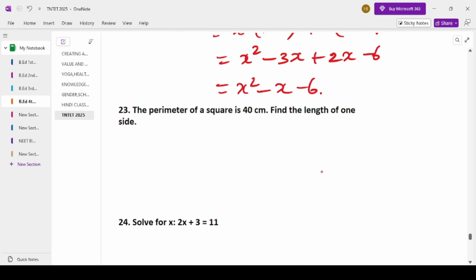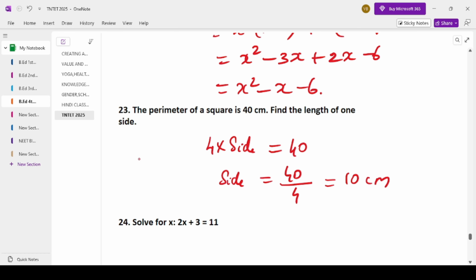Next, the perimeter of a square is 40 cm. They ask to find the length of one side. So we have to find the length here. Then you know 4 into side is equal to perimeter. So the perimeter is given as 40. So side is equal to 40 divided by 4, which leaves you with 10 centimeter. So the length of one side is how much? 10 centimeter is the answer for this sum.